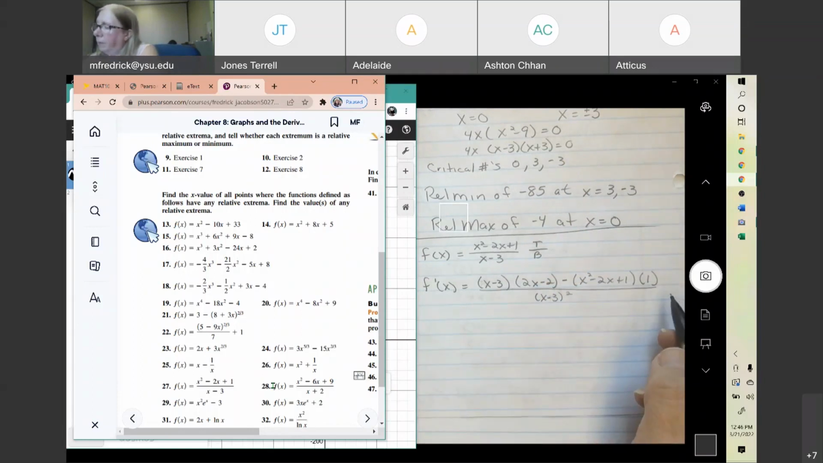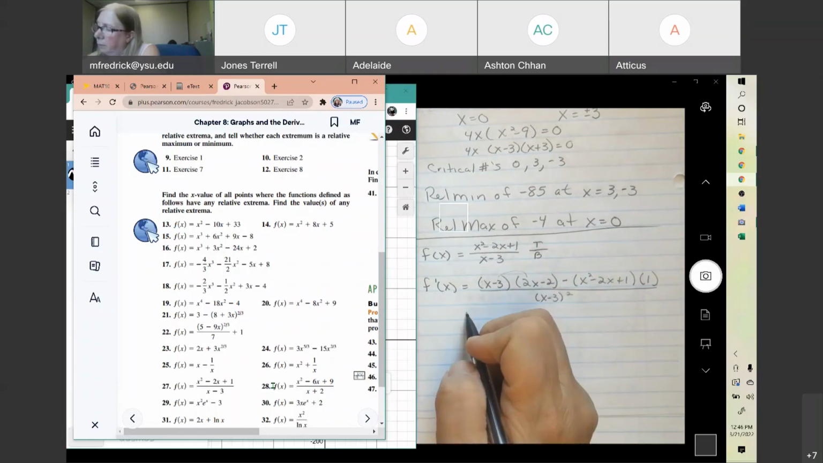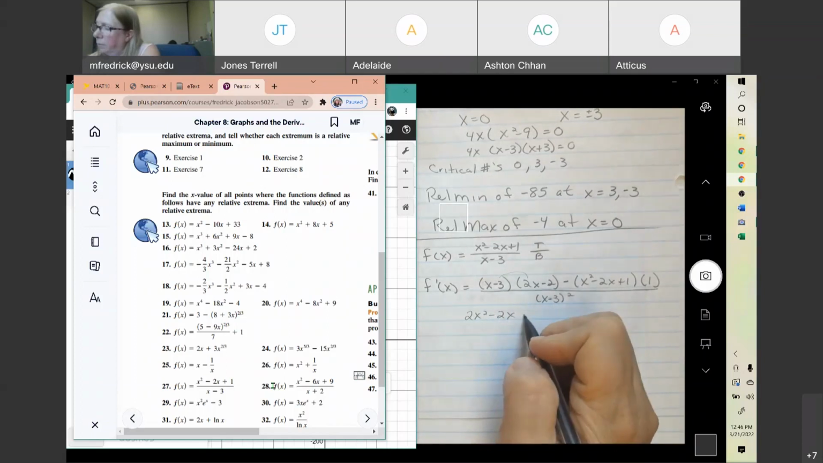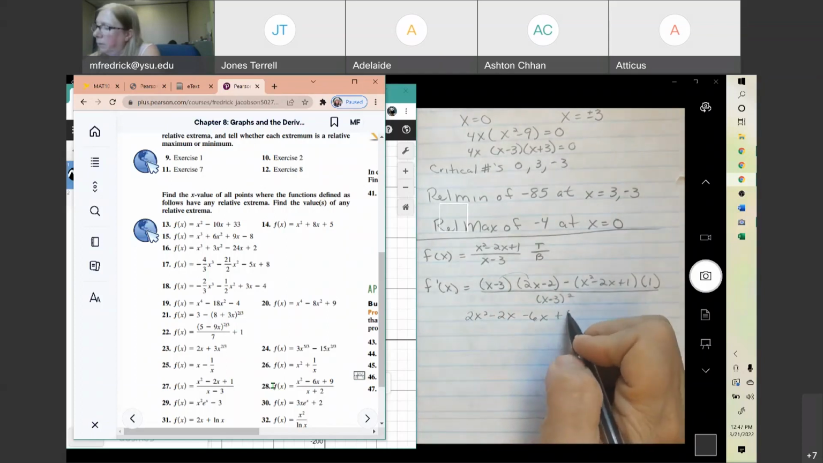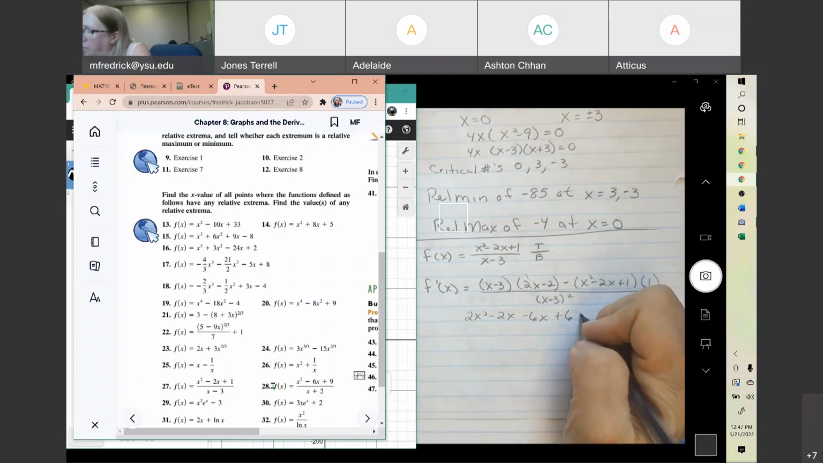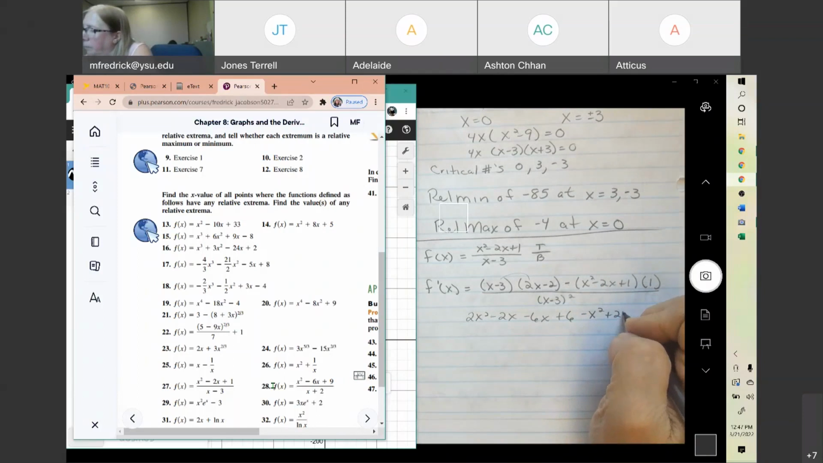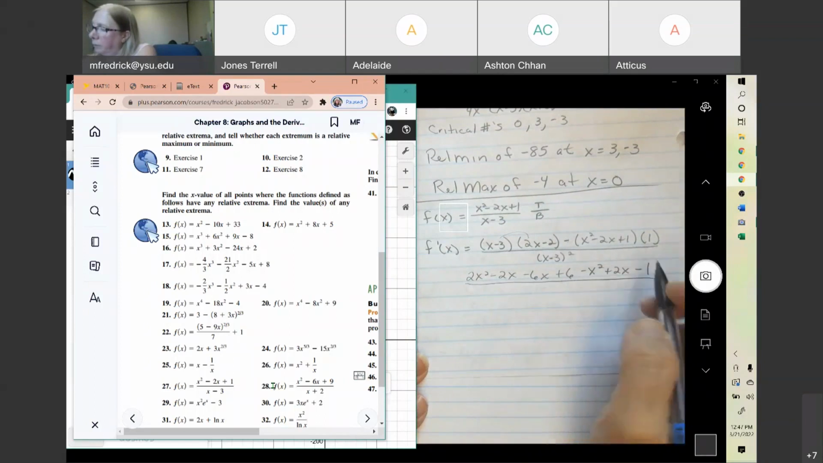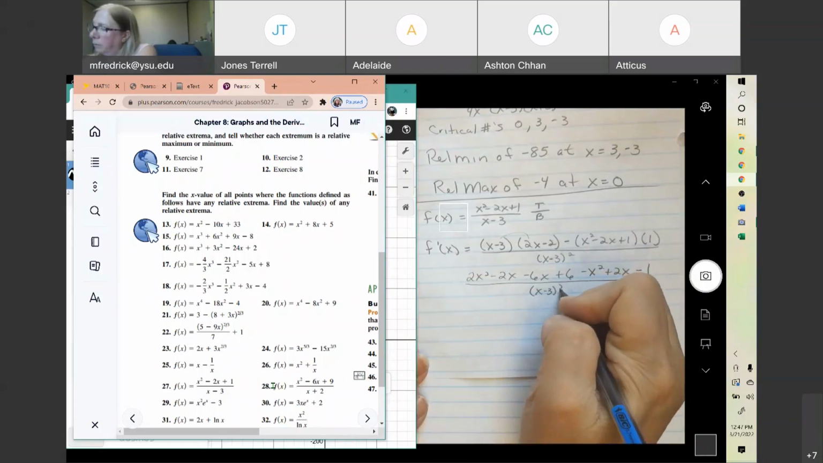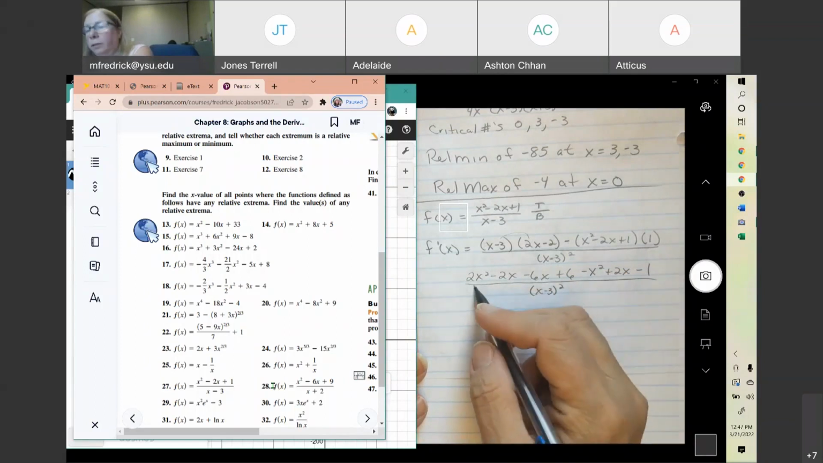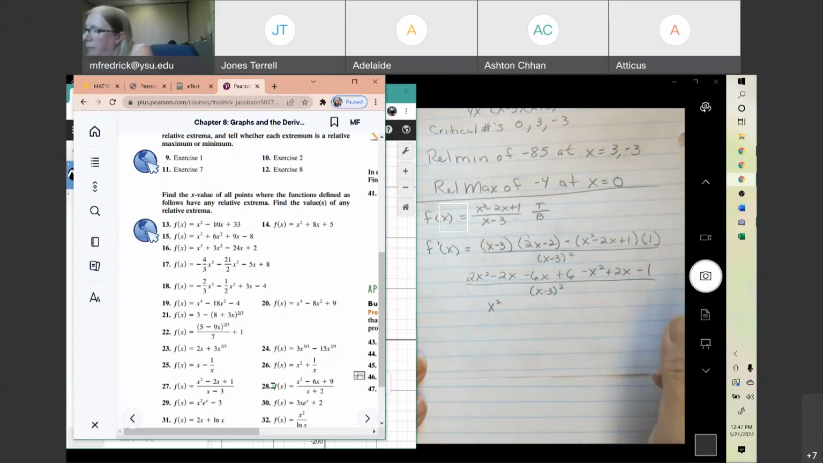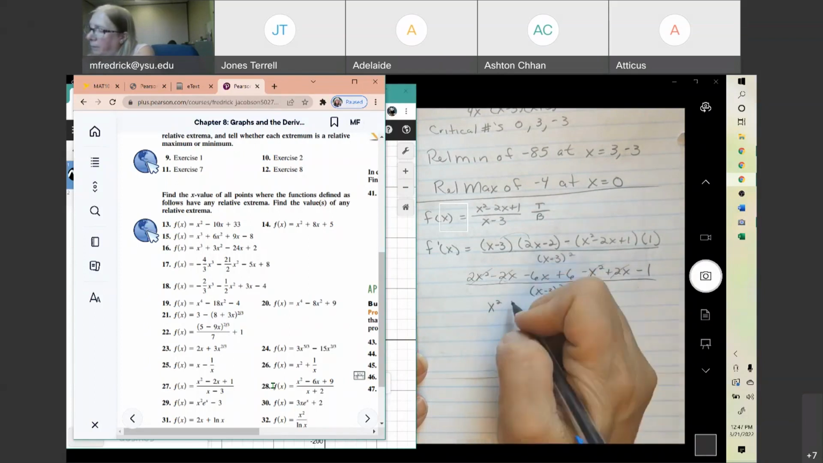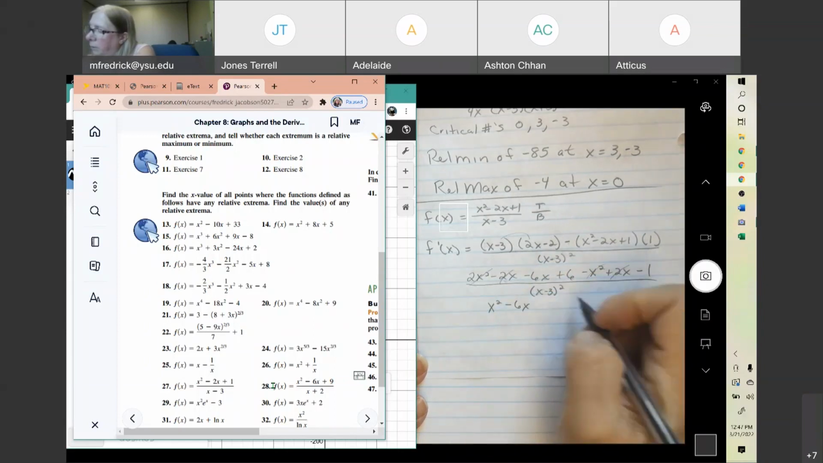Now we will want to simplify the top, so I'm going to FOIL this. 2x squared minus 2x minus 6x plus 6, and then distribute a negative 1. All over the bottom squared. Combine like terms. X squared. 2x and 2x cancel, but leave a negative 6x. 6 minus 1 is 5.